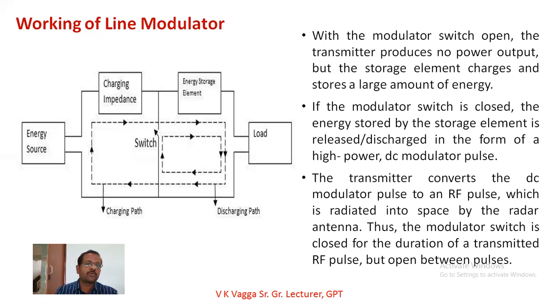Understood? This is about the working of the line modulator. Understood the working here? It's very simple. If this switch is open, it is going to store the energy, and it is under the charging path. If this switch is closed, whatever energy was stored earlier is going to be discharged to the load, and it is under the discharging path. It's very simple. Understood?